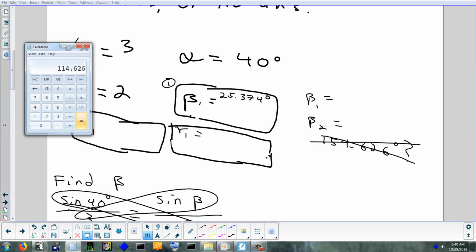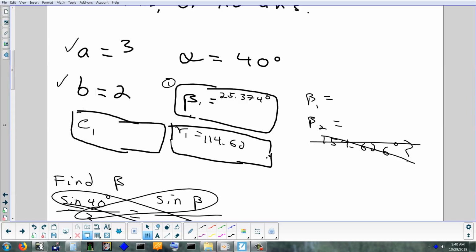So that means gamma is 114.626. And that's the second thing I can find. Now I finally have a piece of information in the last row, so the last row isn't useless anymore, which will allow me to find C. All right, so you have to do it pretty much in that order.